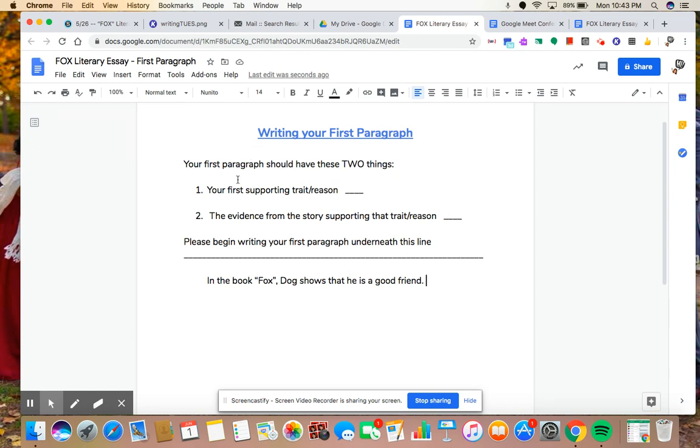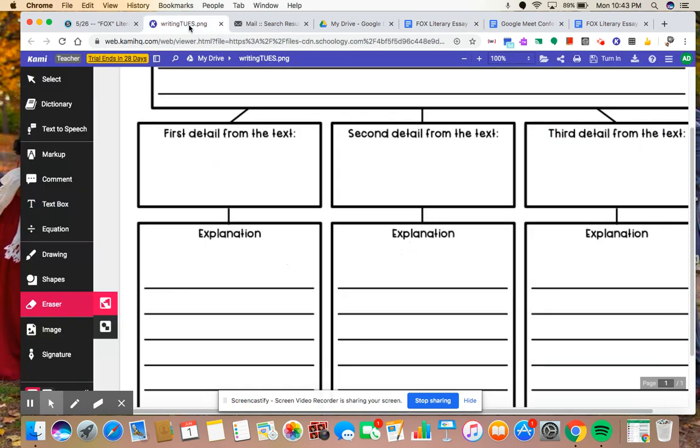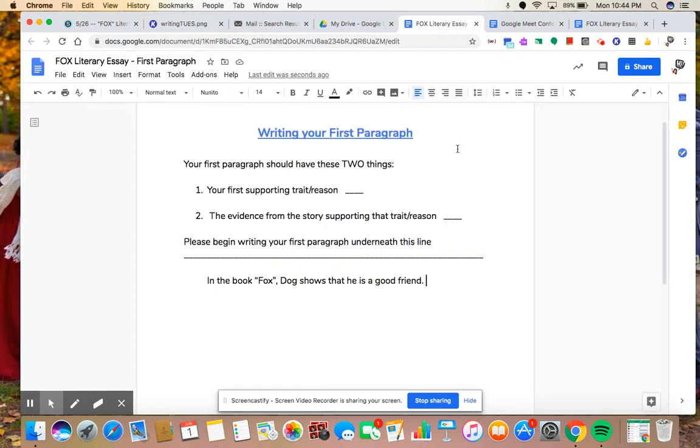But it's also very important that you put your first supporting trait. And I remember when I was filling out my literary essay planner, my first trait / reason was that dog was caring, so I'm going to write that. So I have, in the book Fox, dog shows that he is a good friend. He shows that he is a good friend because he is very caring. Okay, so I have my first supporting trait / reason, so I can put an X there.